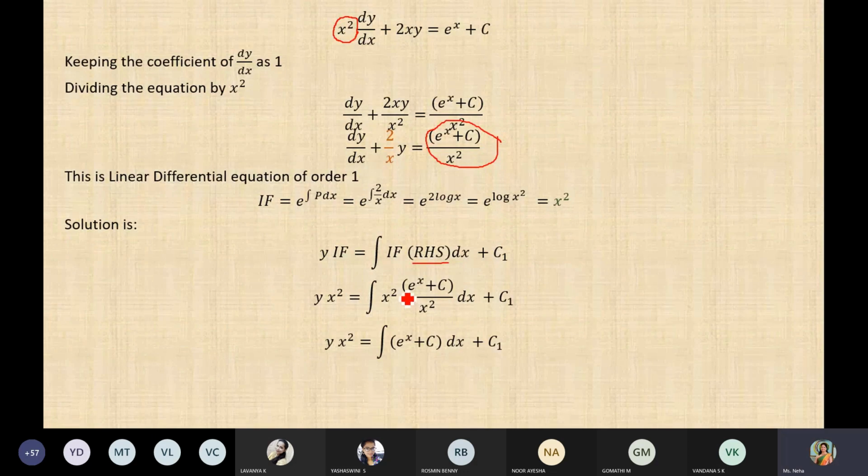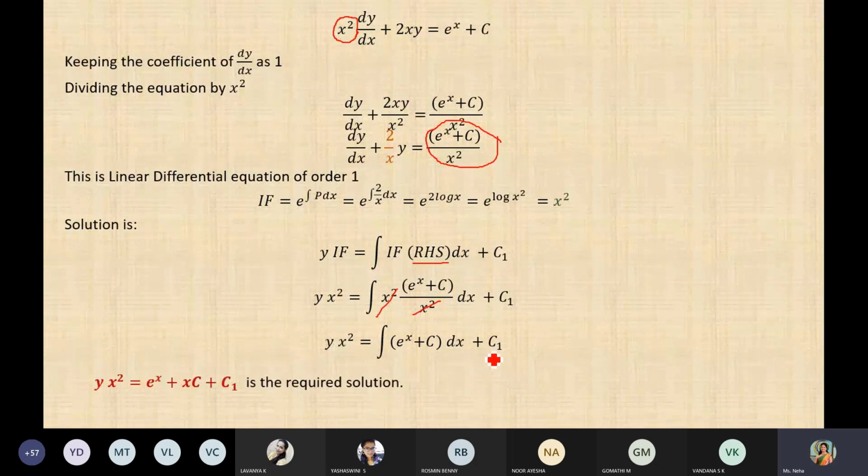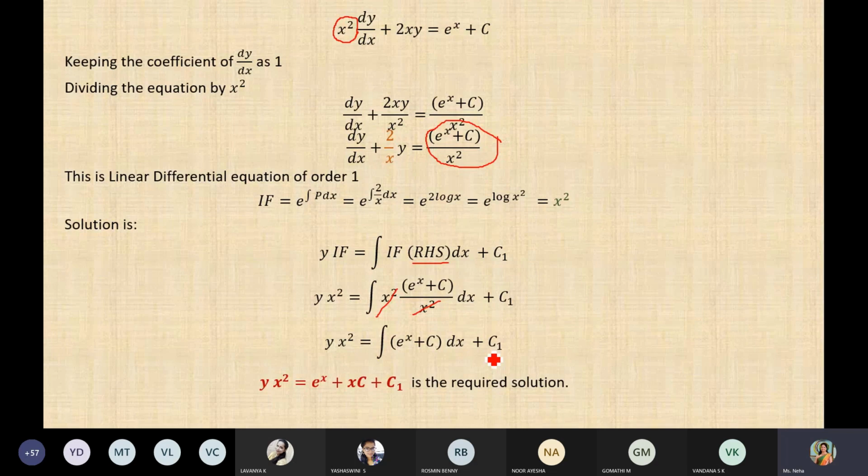So basically this x square and this x square will get cancelled. So yx square is equals to integral e power x plus c into dx. So your final solution is yx square is equals to e to the power x plus xc plus c1. This is your required solution. If you want to send this x square there, it's fine. If you don't want to, then also it's fine.